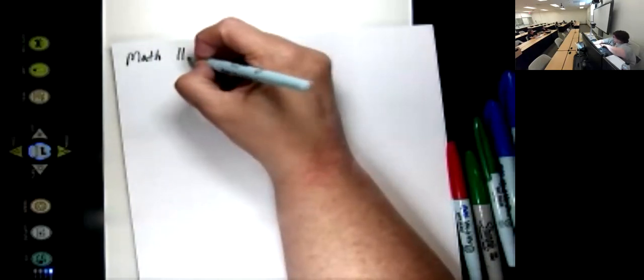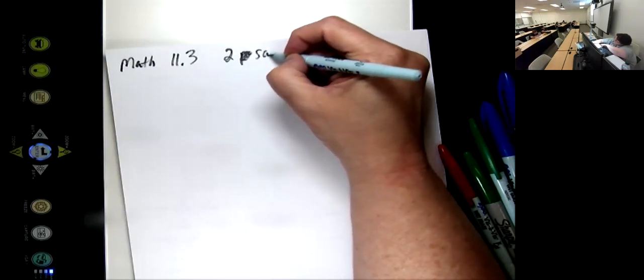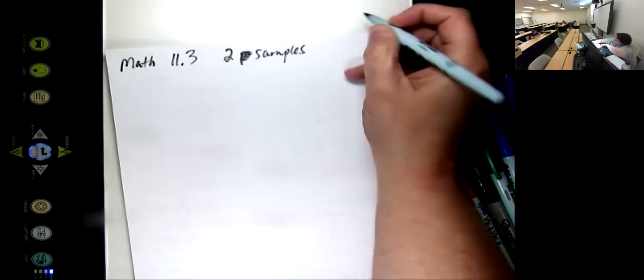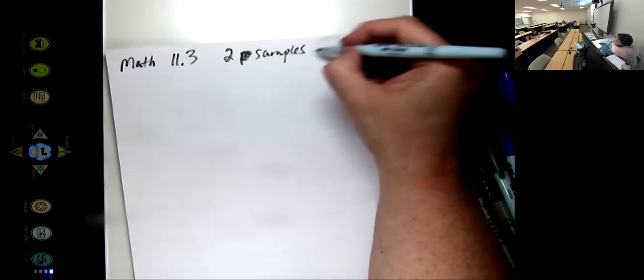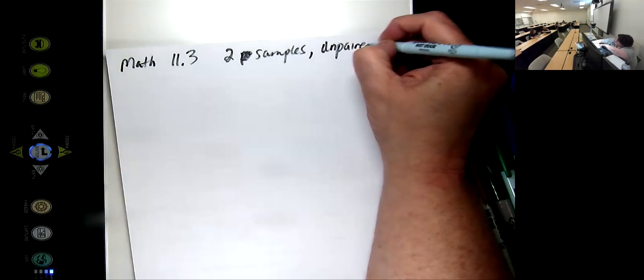We're going to take a look at section 11.3 today. Remember in chapter 11, we were doing two populations or two samples. And we've already done a proportion test and a paired test. This is an unpaired means test.